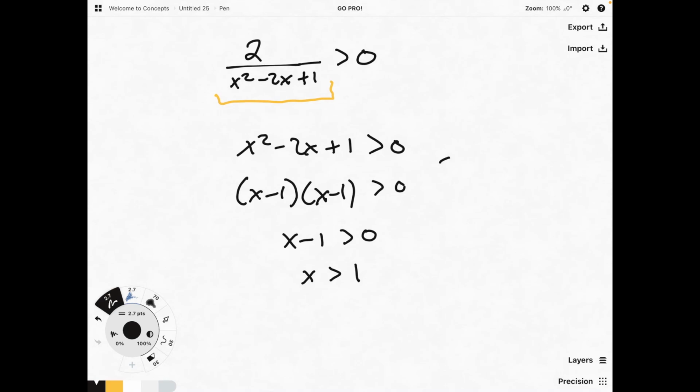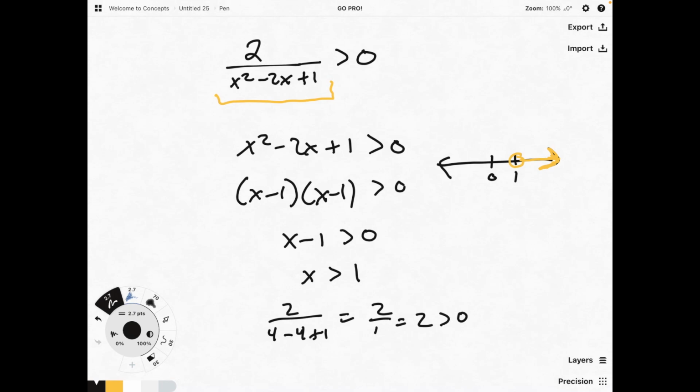If we wanted to show this on a number line, all we would need to do is 0, 1, and any number that is greater than 1, not 1 itself, but greater than 1, is going to satisfy this problem. Let's check our work. Any number greater than 1, let's try 2. If we try 2, we're going to get 2 divided by 2 squared, which is 4, minus 2 times 2, which is 4, plus 1. This simplifies to 2 over 1, which is equal to 2, and that is greater than 0.